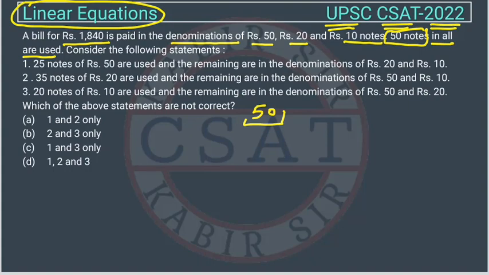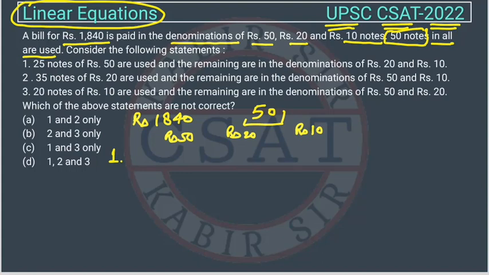So consider the following statements. They have given three statements, right? And the total amount they paid is 1840. So the question is asking how they paid that amount, right? So we will check one by one. So let's take the first, right? So let's suppose this is rupees 50, this is rupees 20 and this is rupees 10.